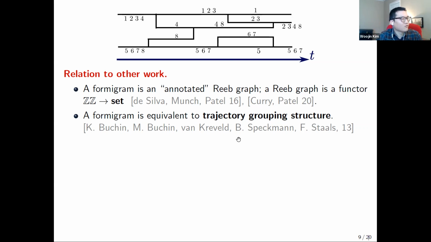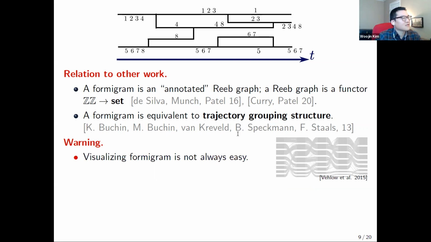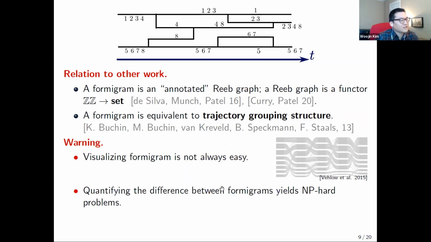So here are some warning signs about formigrams. Visualizing a formigram is not always easy. This formigram is simple, but once you have many different vertices, then you're not likely to have a planar formigram. And minimizing the crossing number of edges is not an easy job. Another difficulty is that quantifying the difference between formigrams is difficult. There is a notion of Gromov-Hausdorff distance between formigrams, but computing it is difficult.